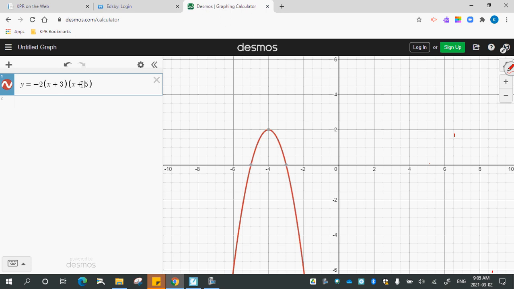Okay, so for you to see x plus 3 and x plus 5, what you're actually seeing is x minus negative 3, x minus negative 5. But you don't write x minus negative 3, you simplify it so it becomes x plus 3.